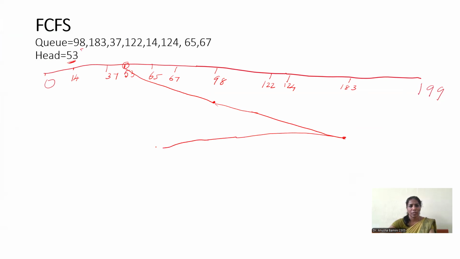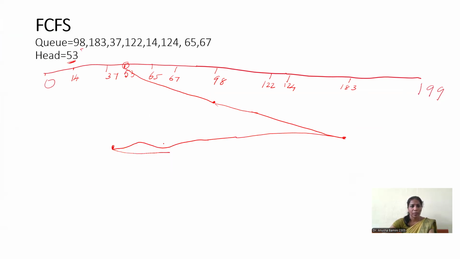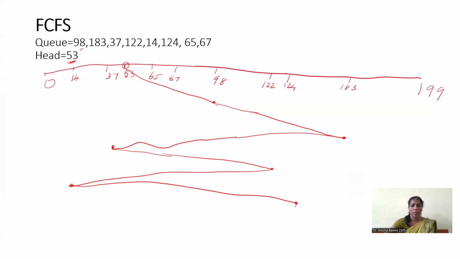Just draw a line from one sector to another sector. Then 37 to 122, then 122 to 14, then 14 to 124, then 124 to 65, then 65 to 67. This is the way we have to draw to find the seek time.